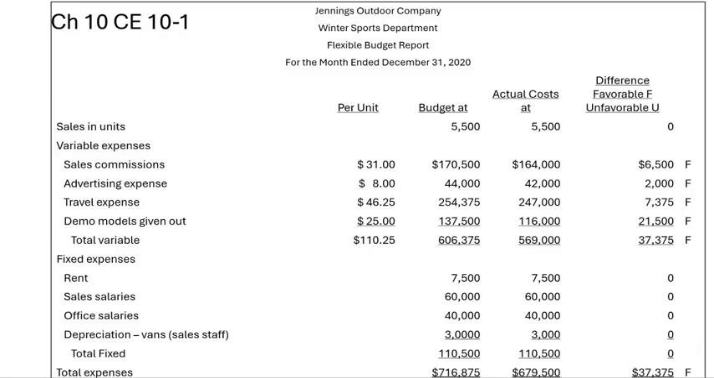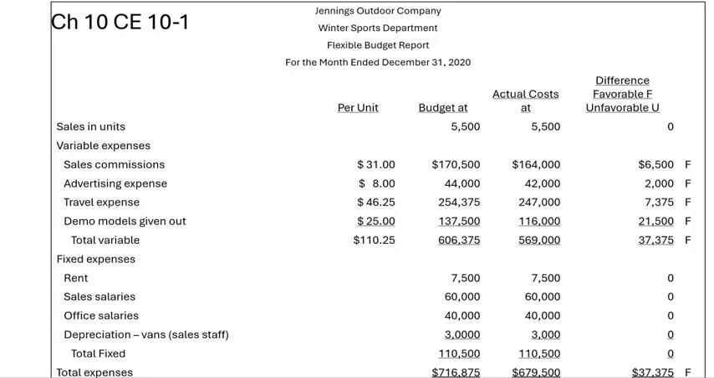So here's what it looks like. We have the budget column at 5,500 units. The new per unit basis for sales commissions and advertising expenses. Travel expense and demo models given out are the same per unit that we saw before. That gives us $606,375 of variable expenses at 5,500 units. Our actuals came in at $569,000, so we were favorable $37,375.